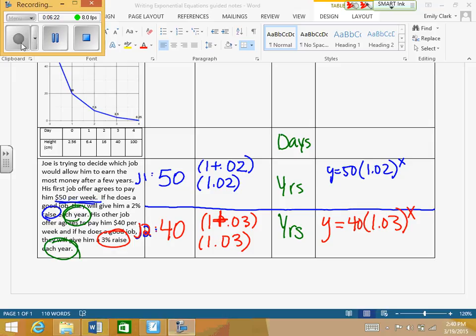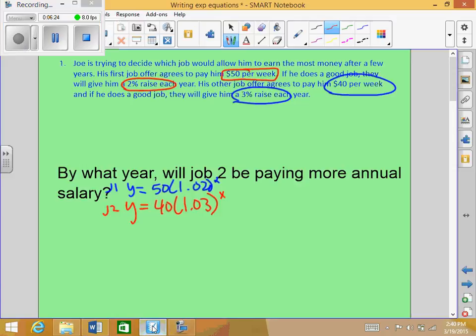You should have your table filled in by now. Now look with me here on this problem. The blue represents job 1 and the red is job 2. By what year will job 2 be paying more annually? So what you need to do is put this guy into Y1, and we need to put this guy into Y2. Pause the video. Put it into your y equals.